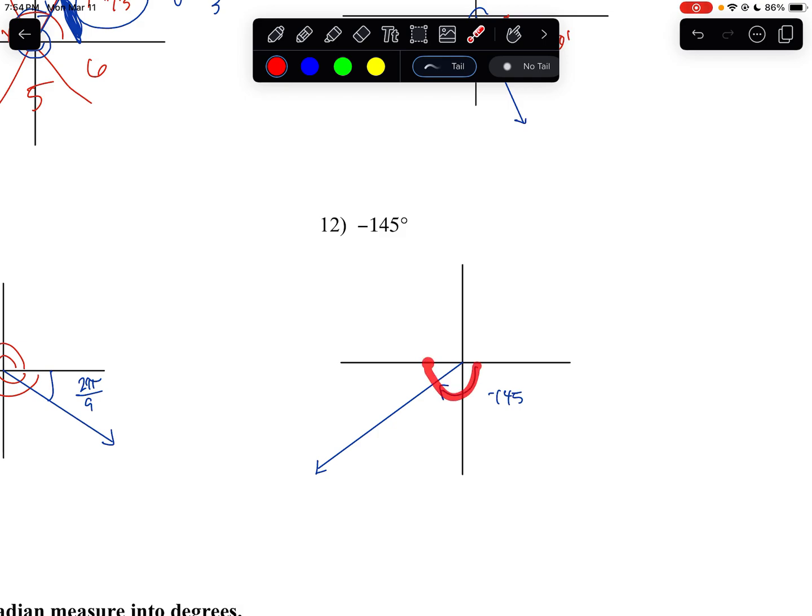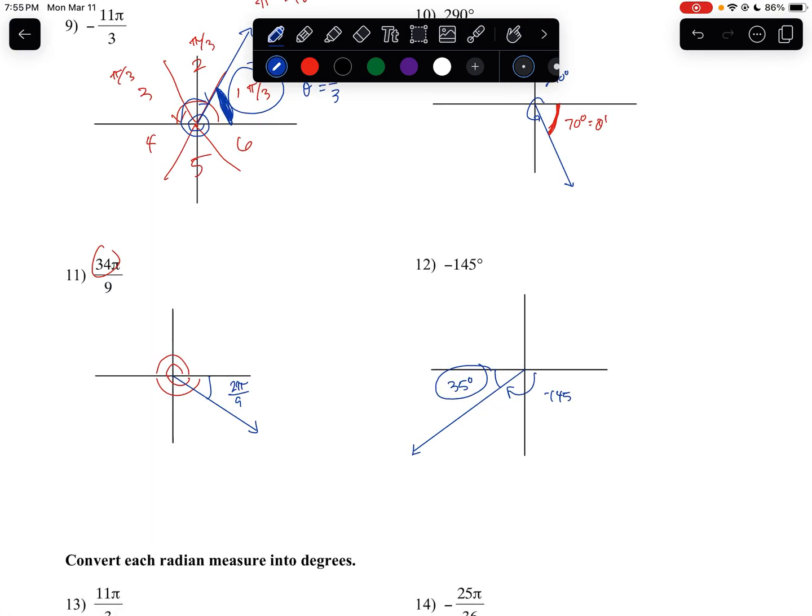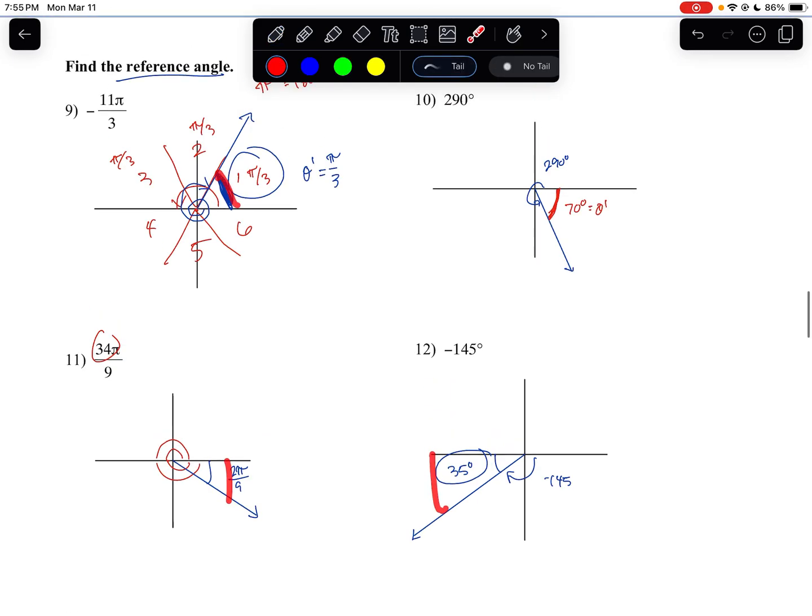Well, I do know that the total has to be negative 180. So what's the difference between 180 and 145? That's going to be 35. Yeah, 35. So this is my reference angle, 35 degrees. Remember, always to the closest x-axis.